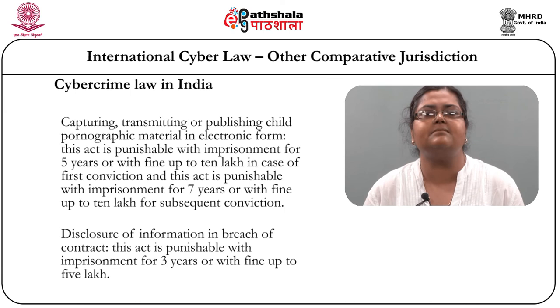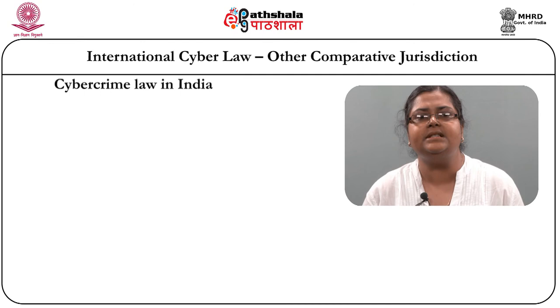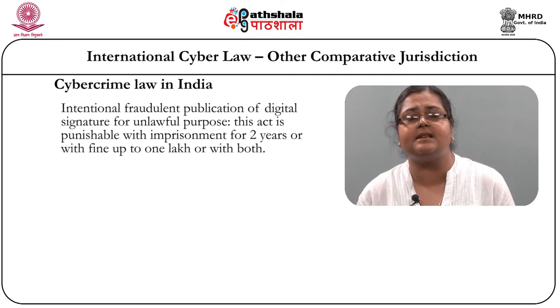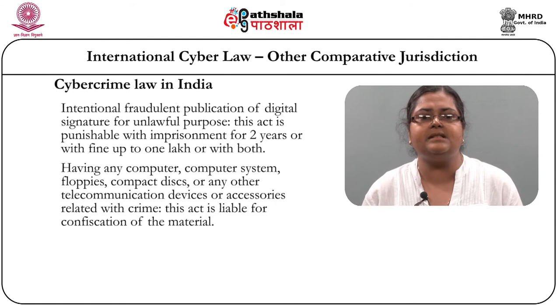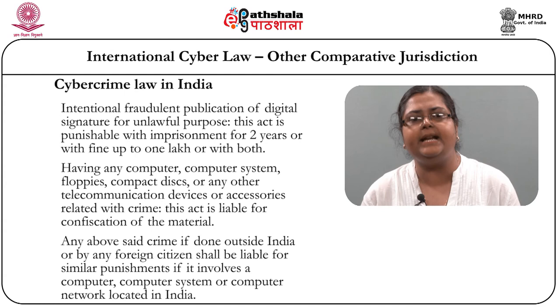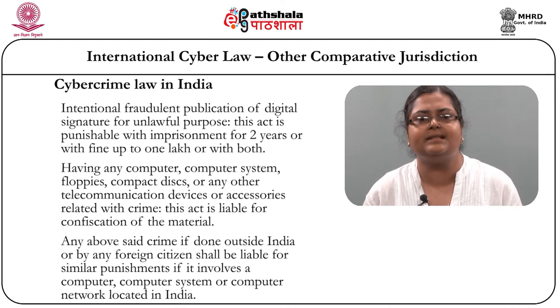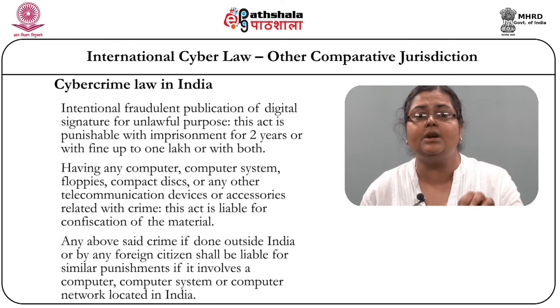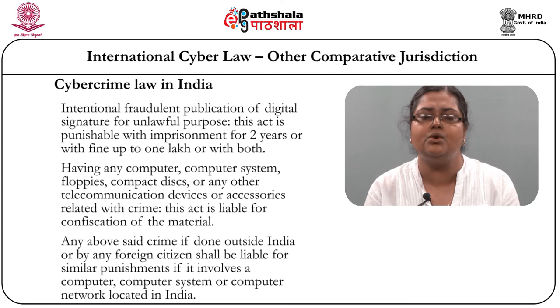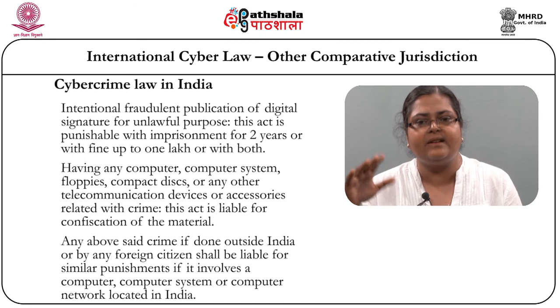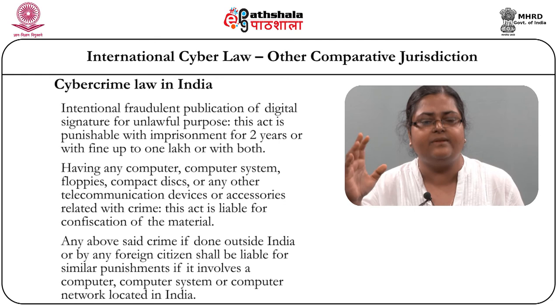Disclosure of information, meaning breach of contract or breach of confidentiality, is also covered under this act. Intentional fraudulent publication of a digital signature, or publication for an unlawful purpose, is covered. Having any computer, computer systems, computer disks, floppies or any telecommunication devices is also covered. All the said crimes, if done outside India or by any foreign citizen, shall be liable for similar punishment if they involve a computer, computer system or computer network located in India. Here we are trying to clear the jurisdiction issue. If the system or machine is in India, wherever the cause of action arises or wherever the person resides, they are accused.